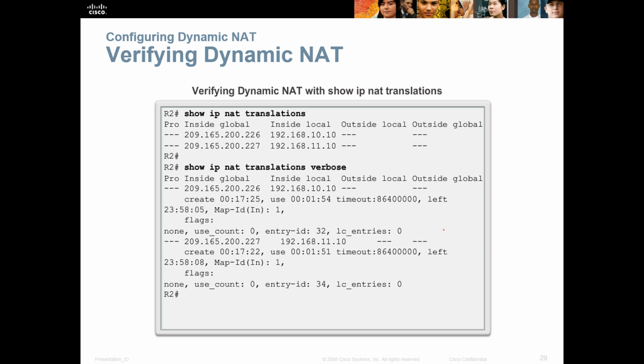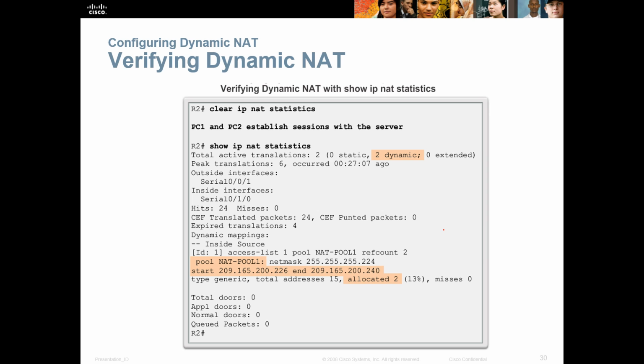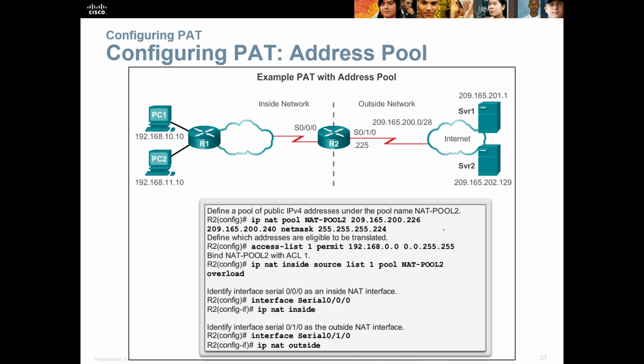So how can we verify dynamic NAT? Again, we're going to do a show IP NAT translation, or a show IP NAT translation verbose. That way you can see more detail. Just like anything else, we can clear the IP NAT statistics, or we can view them just like we did with static NAT. Alright, moving on.